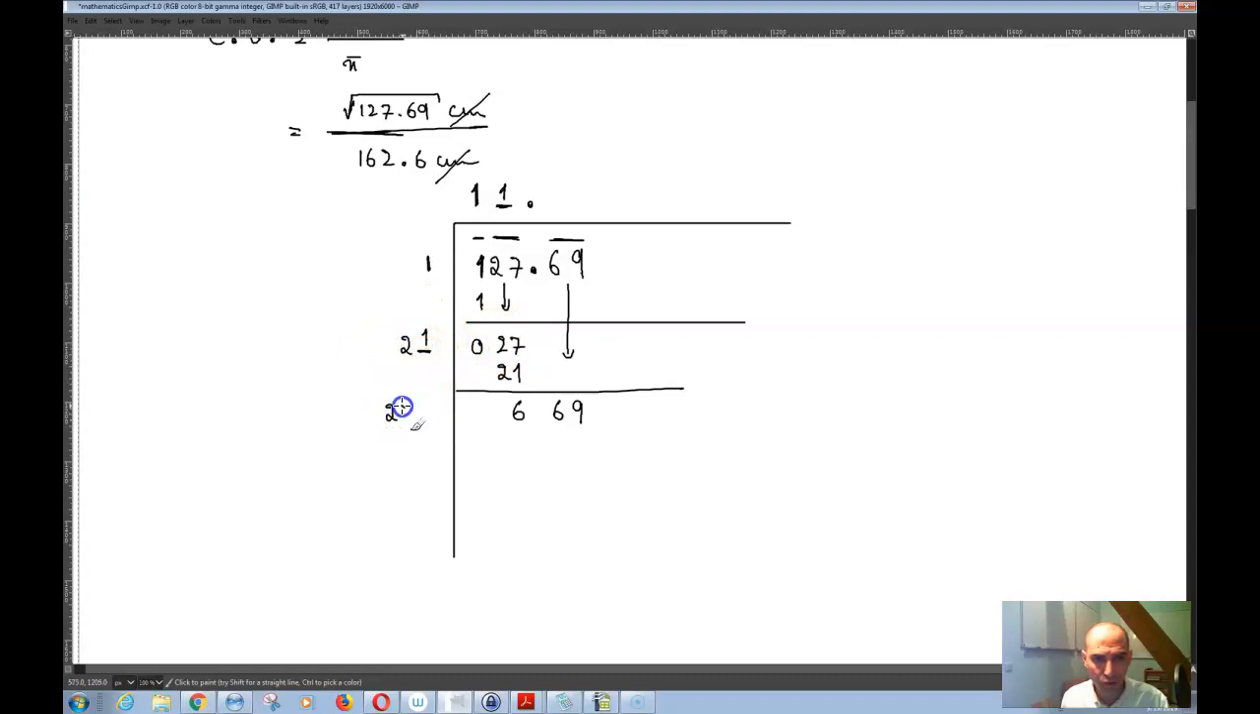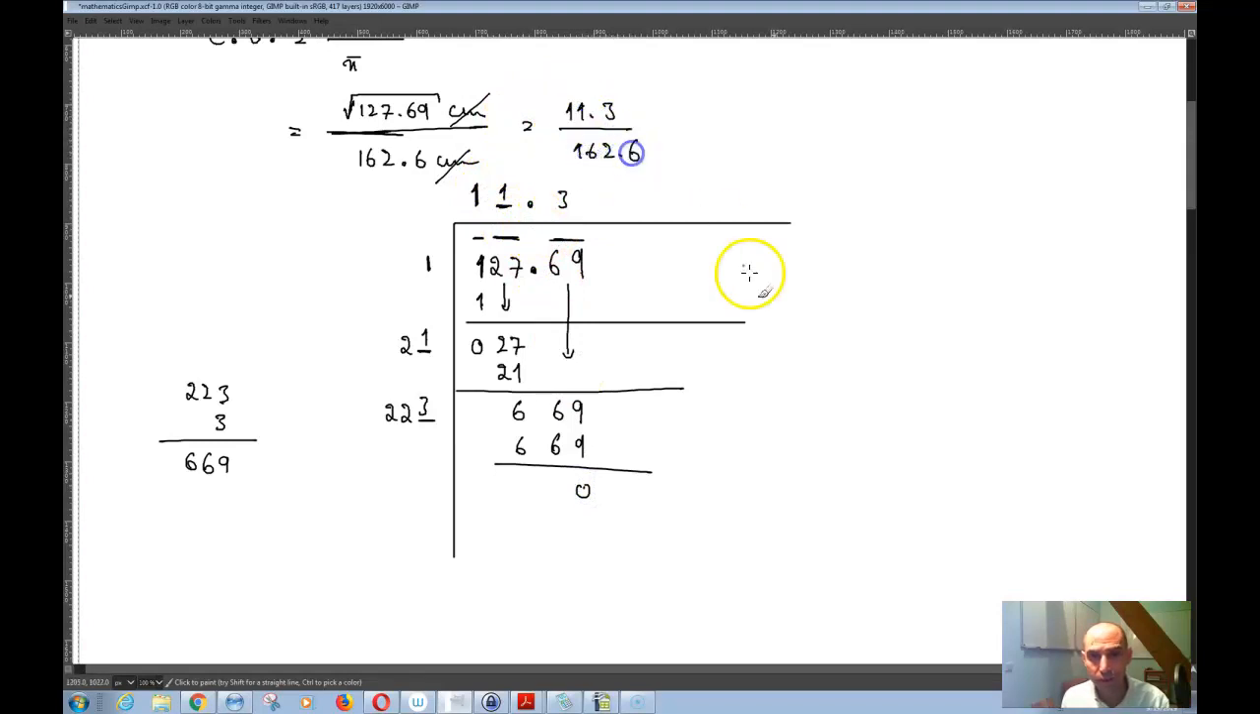Then 21 plus 1 is equal to 22, and some digit over here, and 3. Oh, okay. If I write 223 times 3, I'll get 669. It's a perfect square. So that's 3 times 3, and you'll get 669, remainder 0, 11.3. So that's 11.3 divided by 162.6.